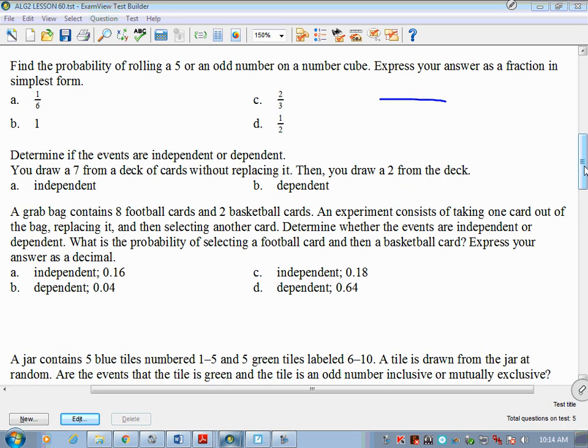So, how many odd numbers are there on a cube? 3. What are they? 1, 3, and 5. So what is my number desired? What is the total? Can I simplify that? 1/2. So 1/2 is my probability of rolling a 5 or an odd number, because 5 is included in that.